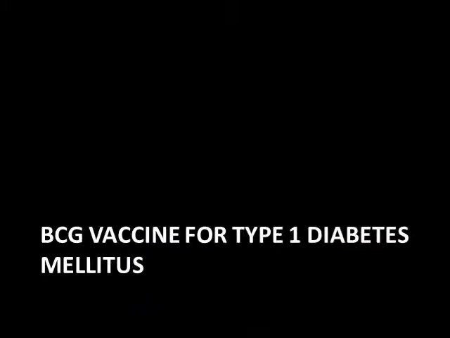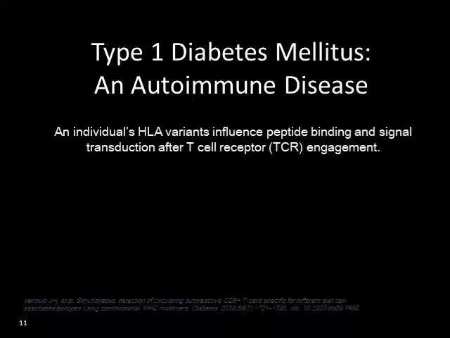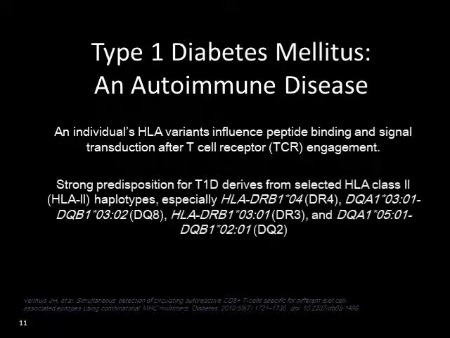Another application is the proposed use of BCG in type 1 diabetes mellitus. As we all know, type 1 diabetes mellitus is a chronic autoimmune disease resulting in severe loss of pancreatic beta cells due to targeting of the islet cell autoantigen. An individual HLA variant influences the peptide binding and signal transduction after T cell receptor engagement.